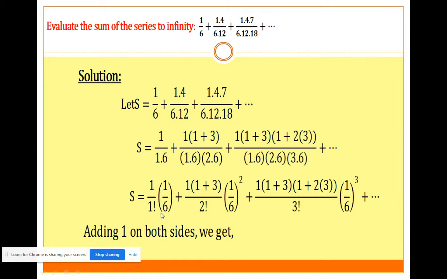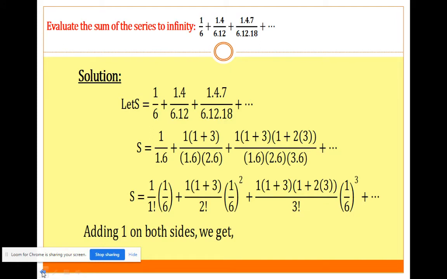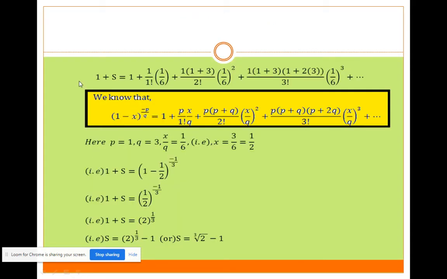By comparing with our standard expansion, what is the missing term here? You see, in this expansion we are having the term from 1 factorial. The 1 is missing in our expansion. That's why we are adding 1 on both sides. At the time of comparing with our standard expansion, 1 is missing, so add 1 on both sides. So 1 plus S is equal to 1 plus the remaining terms. Now we can easily compare with the standard expansion.